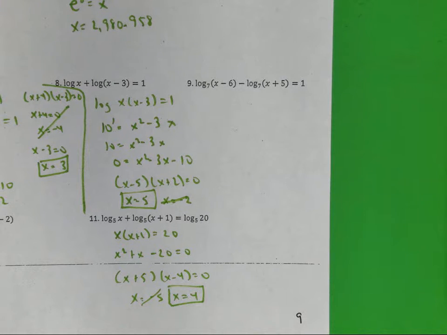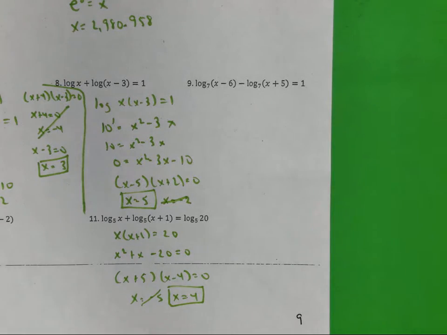One more. First thing you ask yourself on log, do I have one single log? No. So can I do toolkit strategy 1 and put it in exponential? No. Second, you got to use some properties. What property do you see in there? Quotient, don't you? Because subtraction. So I'm going to rewrite this.